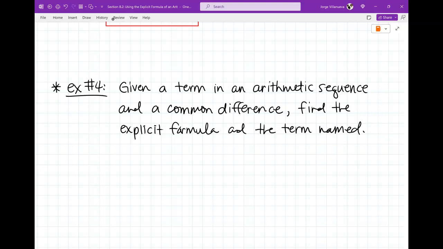Let's try, we'll just do the one with the negatives here. So a sub 26 is negative 160, and D is negative 8, and they want to find a sub 29.